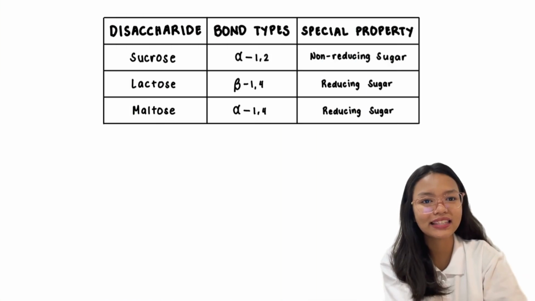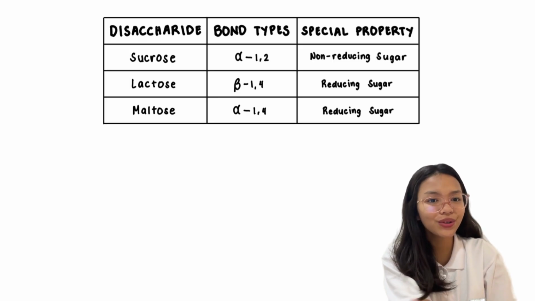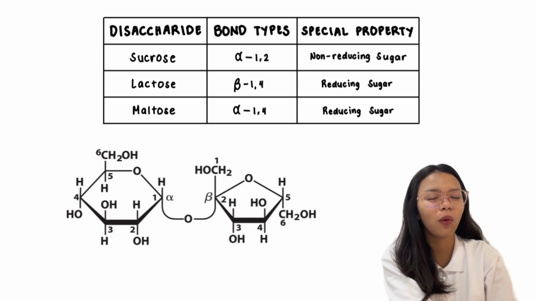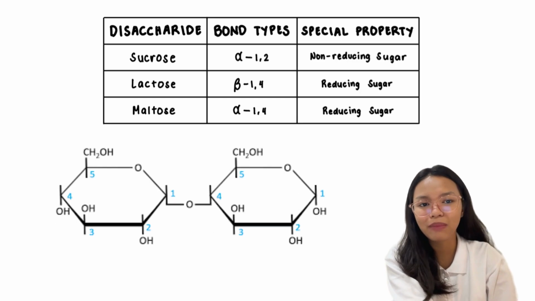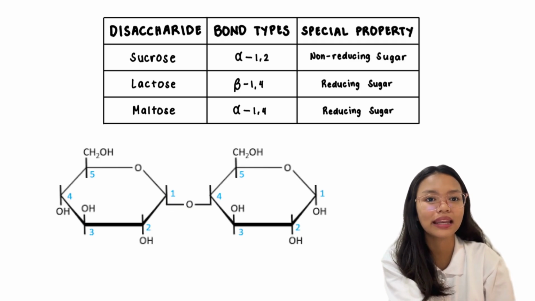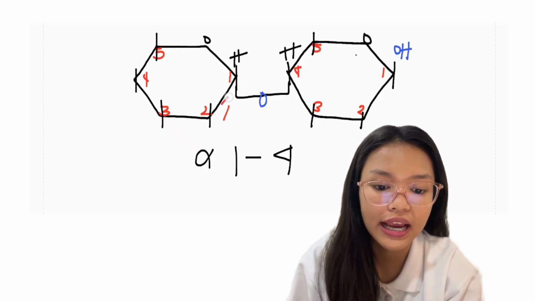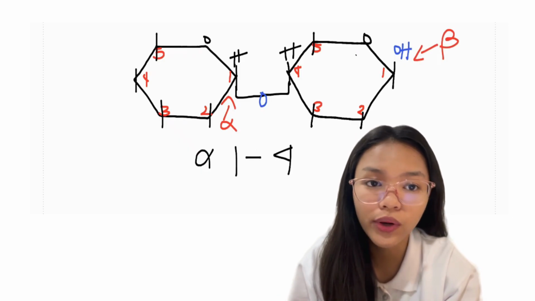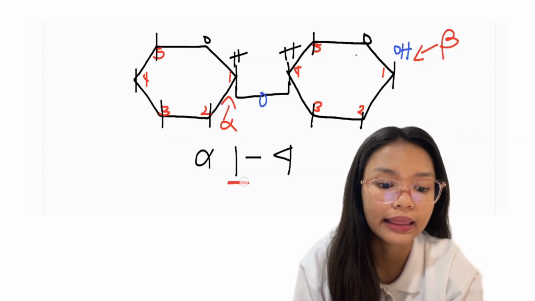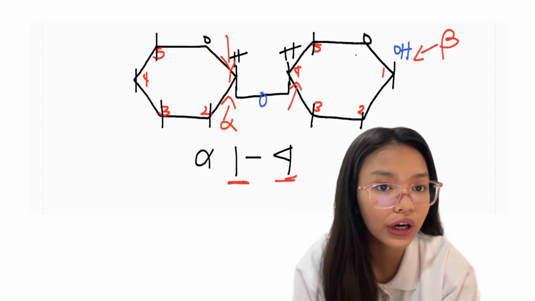Now let's take a look at the specific linkages in our three main disaccharides. Let's first have sucrose. Sucrose has an alpha-1,2 glycosidic bond. Next, lactose has a beta-1,4 glycosidic bond. And lastly, maltose has an alpha-1,4 glycosidic bond. Now, the alpha or beta pertains to the position of the OH at carbon 1 of the first sugar, and the first number pertains to which carbon in the first sugar is forming the bond, and the second number pertains to which carbon in the second sugar is being bonded to.